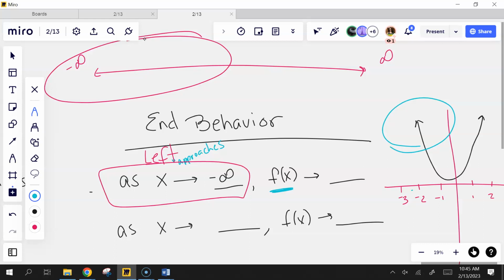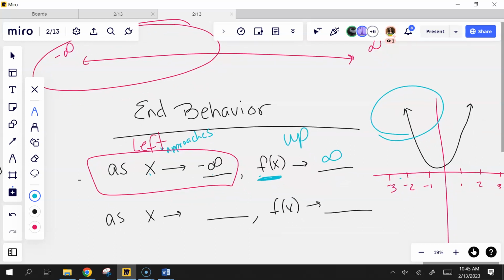I'm looking at the y. f of x means y. So as x moves to the left, y goes up. So this means up. Now there's two ends. That only describes the one end. Let's describe the other end.